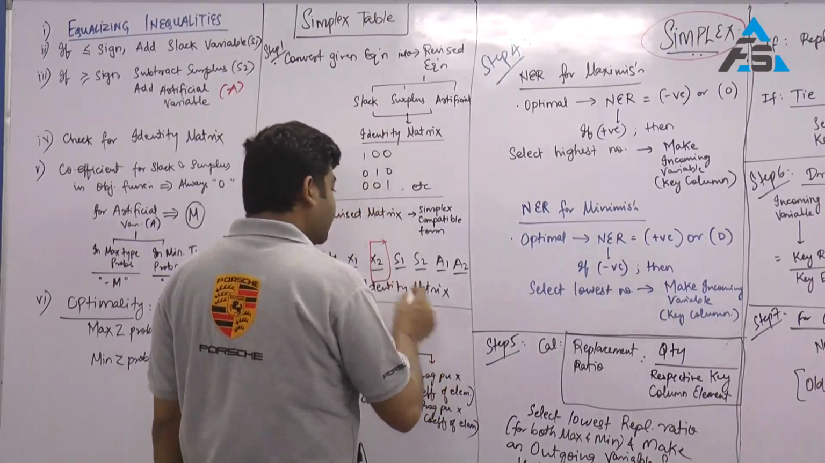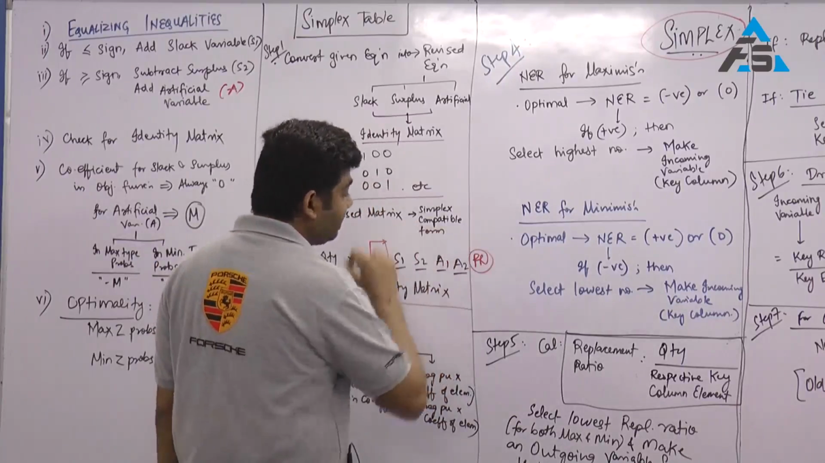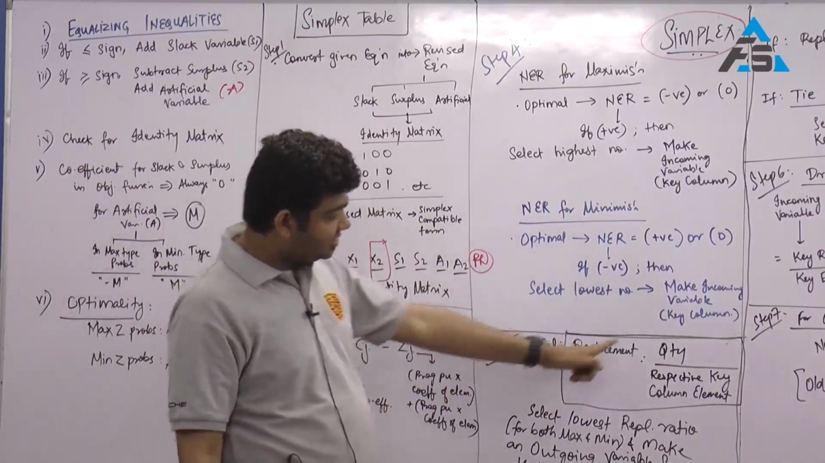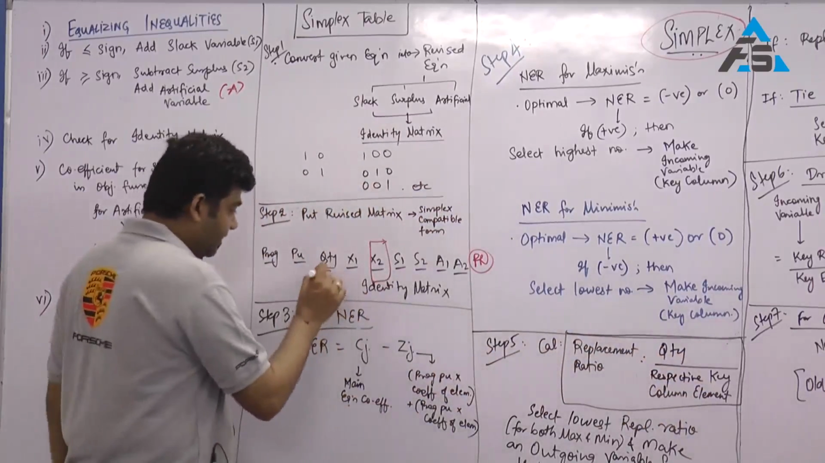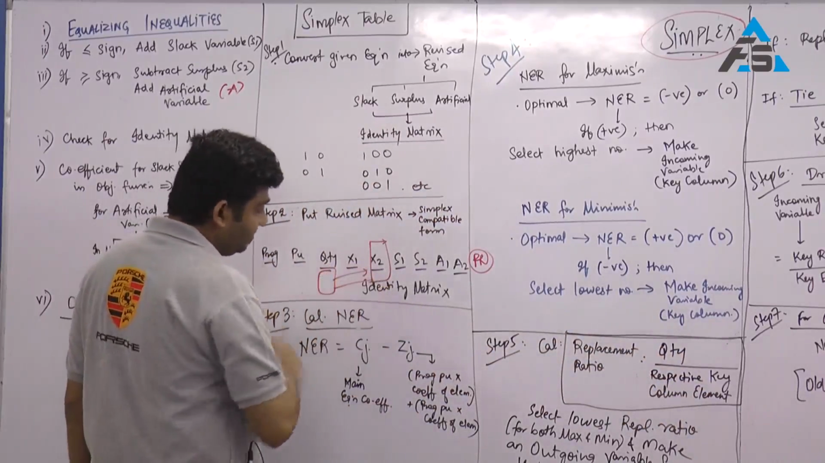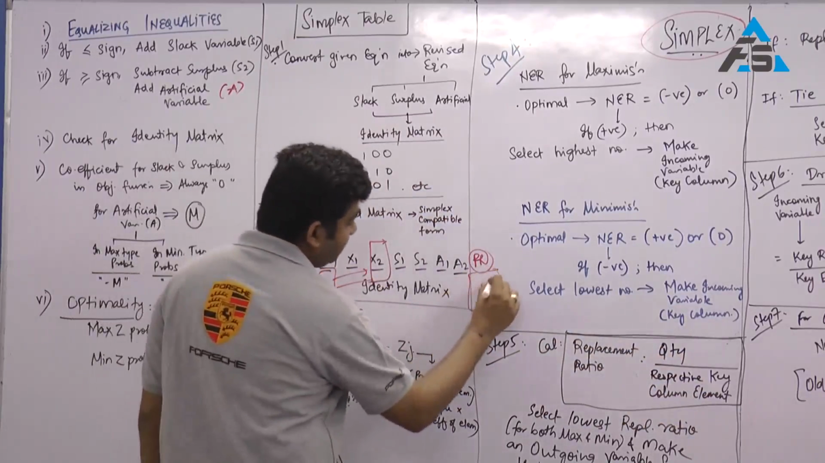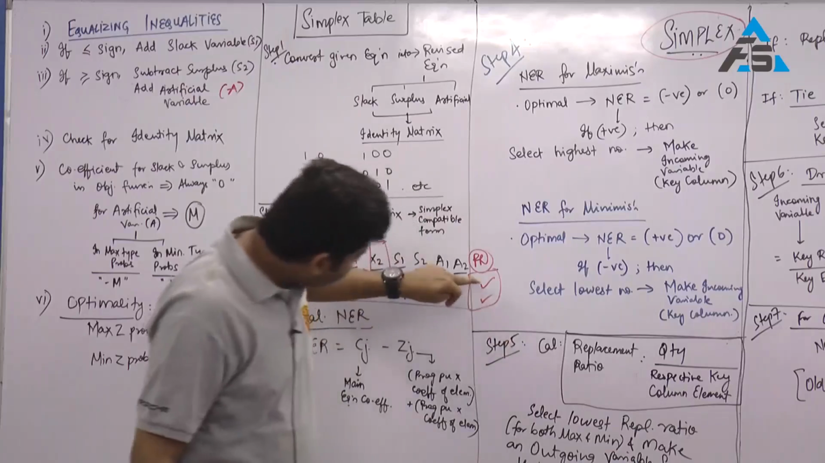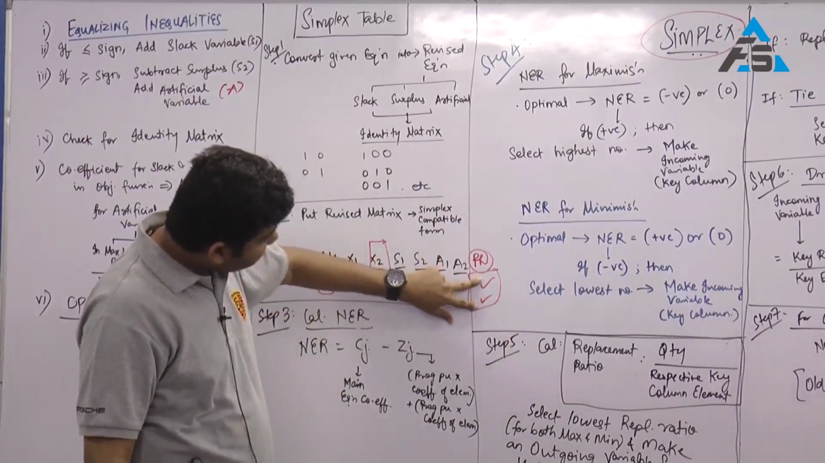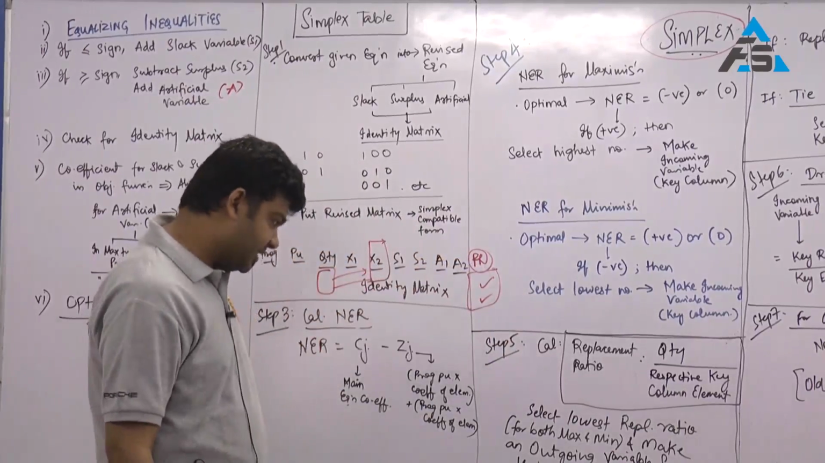Now I will have to make a key row, which will be decided by my RR, replacement ratio, which is nothing but quantity upon respective key column element. So quantity upon respective key column element will give me something called RR, replacement ratio. Select the lowest replacement ratio. So replacement ratio 1, replacement ratio 2. Select the lowest replacement ratio.